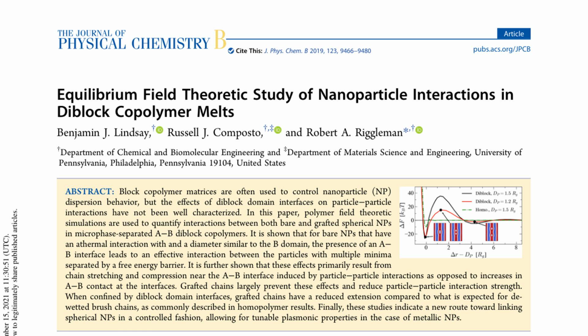Overall, this work provides valuable insights into the interactions between NPs and diblock copolymer matrices, highlighting the importance of the AB interface and the role of grafted chains in controlling NP dispersion behavior. The findings have implications for the design and fabrication of nanocomposite materials with tunable properties.